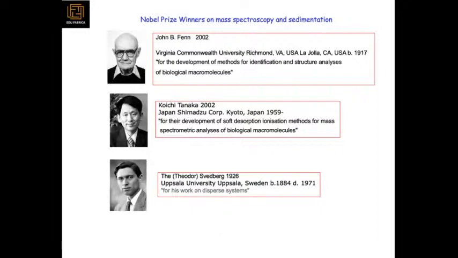Then in 2002, recently, John B. Fenn developed methods for the identification and structure analysis of biological macromolecules. So these people are known for their mass spectrometry and sedimentation techniques. Tanaka from Japan developed an ionization method for mass spectrometry analysis of various biological macromolecules. He also shared his Nobel Prize with other concerned persons.